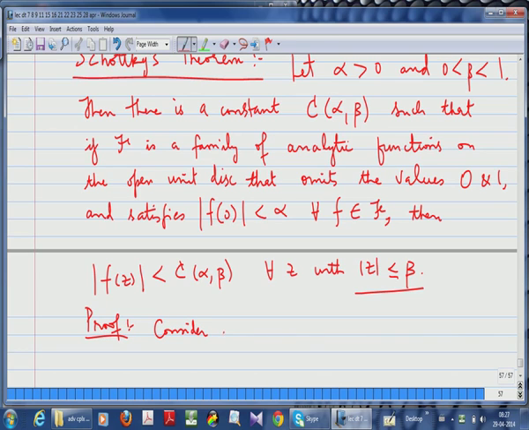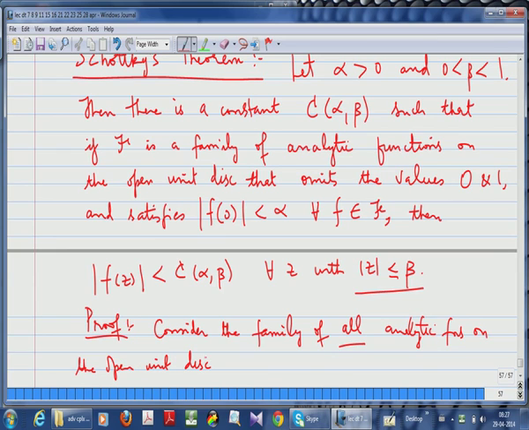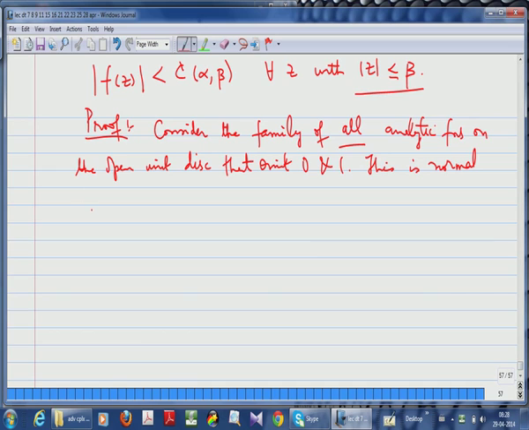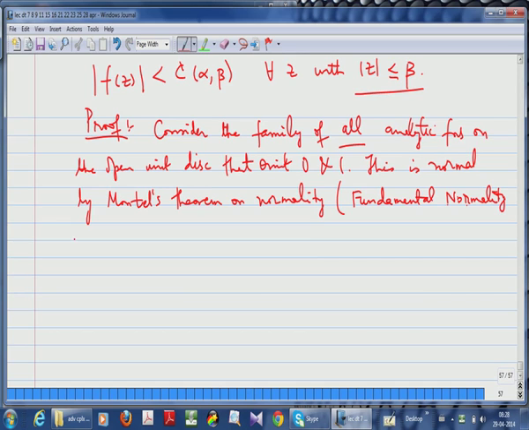Let us consider the family of all analytic functions on the open unit disk that omit 0 and 1. This is normal by Montel's theorem on normality, otherwise called the fundamental normality test, or sometimes also called the fundamental normality criterion.